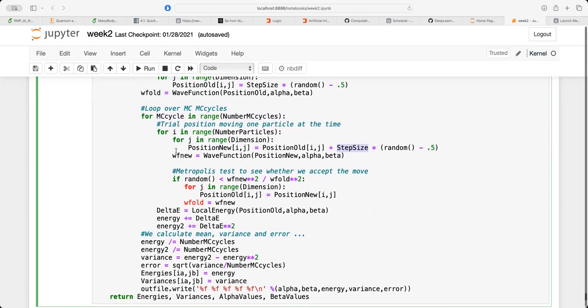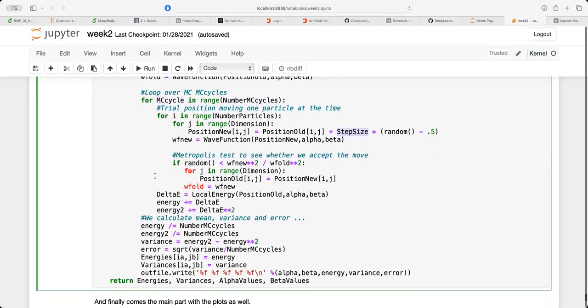Then I set up the new wave function with the new position. And then I use my Metropolis test because I don't need a wave function normalization constant. And I just take the new wave function squared and the old squared. The way I have done it here is not very smart. So this is a very brute force way. And we are coming back to ways we can change this. Because here, I'm moving all particles at a time.